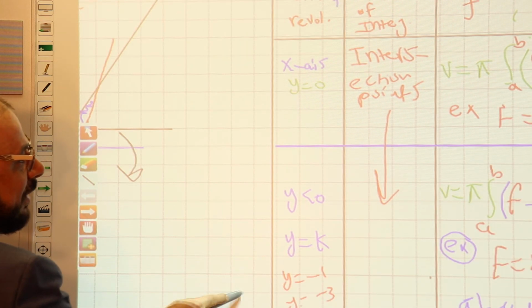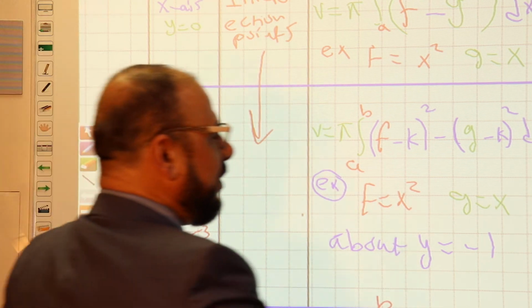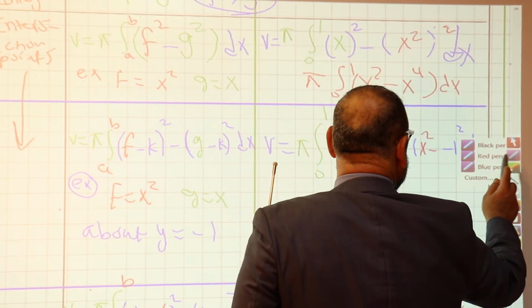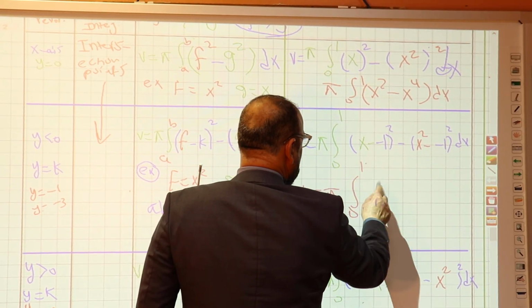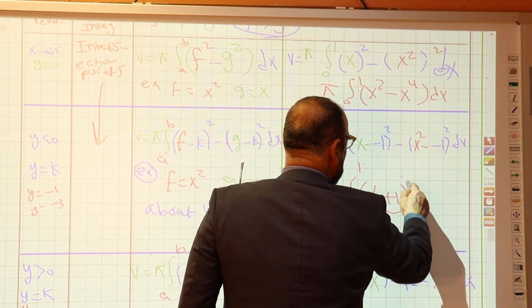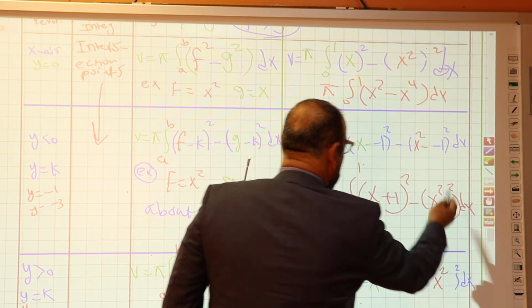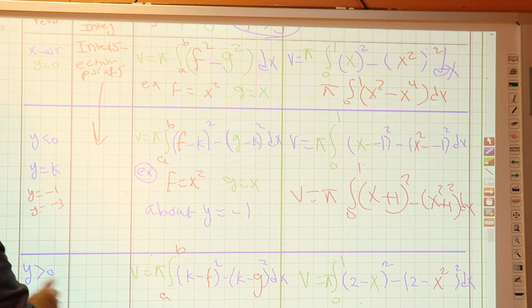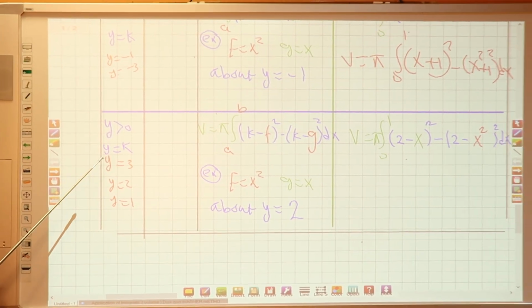Minus negative is what? Do you see that? Minus and negative becomes a plus, then volume. I have to 29 minutes. Pi, 0 to 1, (x plus 1) squared minus (x squared plus 1) squared dx. And you finish it. You see what is coming. The last case, when we have the function above.